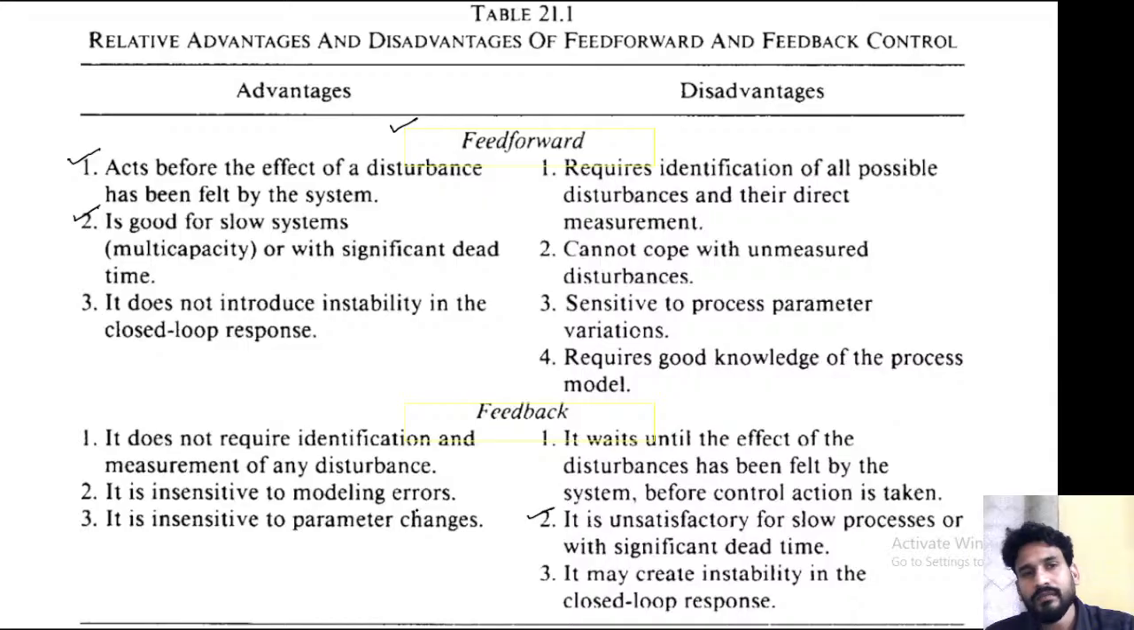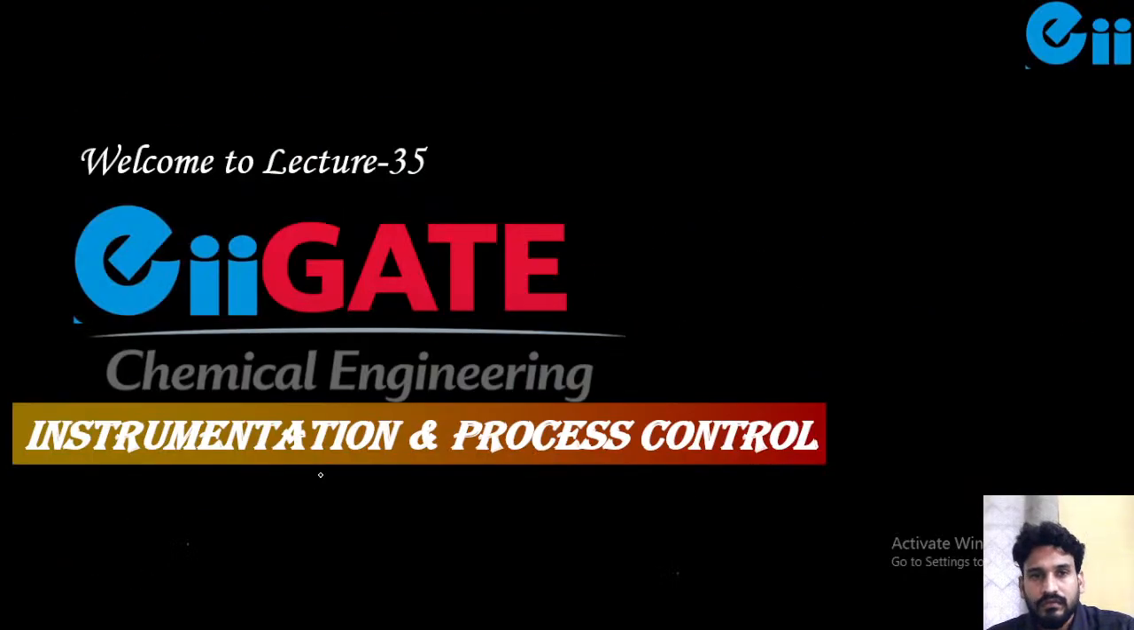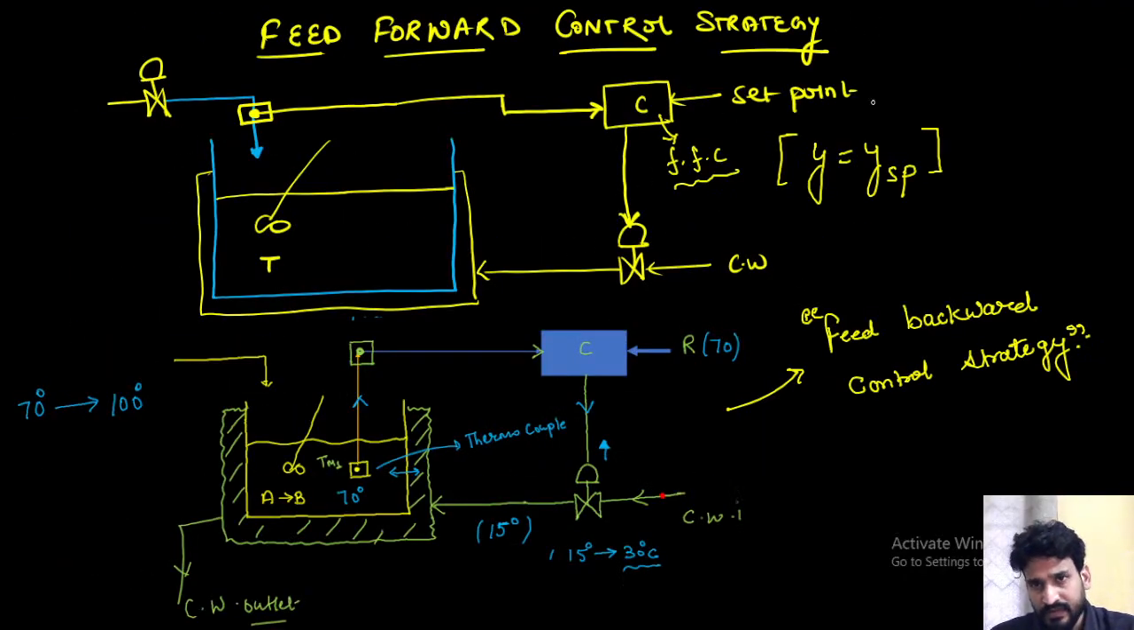That's the disadvantage. Feed forward does not introduce instability in the closed loop response. Yes, we know, and feedback may create instability. It is already known to us. Now, what is the feedback advantage? It does not require identification and measurement of any disturbance. It's correct. See, this is my feed forward and this is my feed backward.